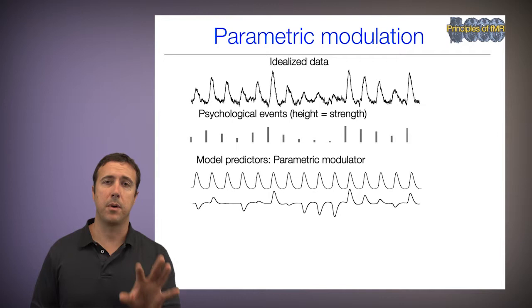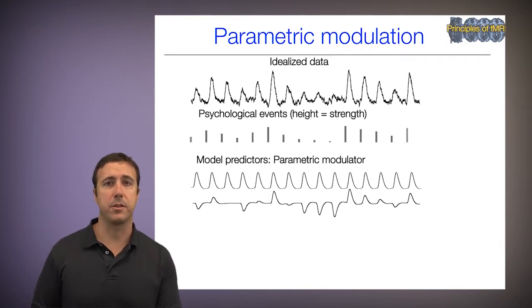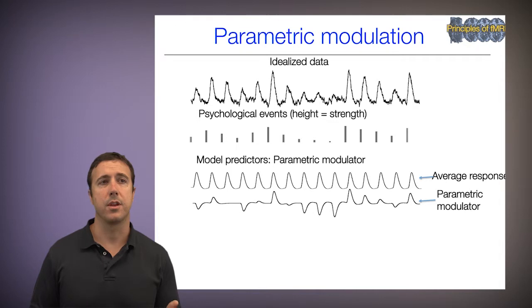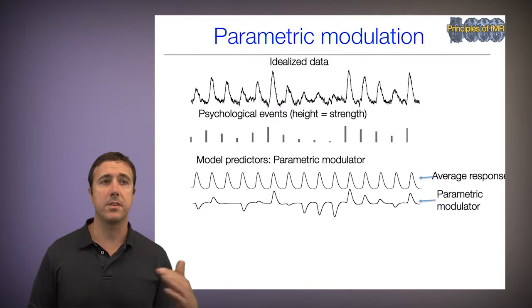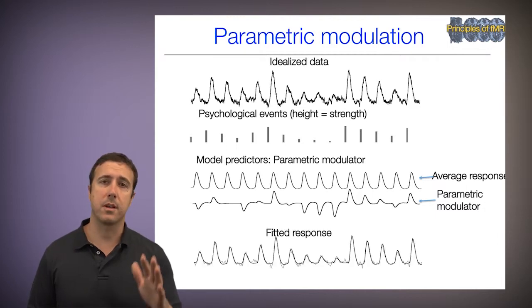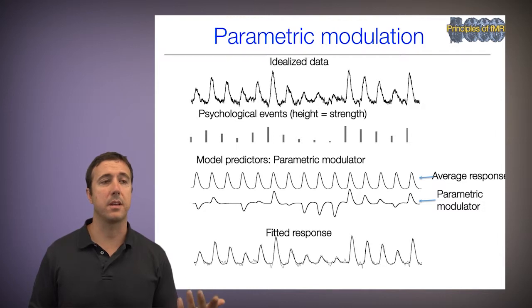Now when I construct my model predictors in the parametric modulator framework, I'm going to construct 2 predictors. The first predictor captures the average response, and it's constant across trials. And the second predictor captures the parametric modulation effect, which is the variation around the average response that's linearly related to the reaction time or the amplitude of the modulator. Those 2 functions combine together to fit the response as best it can. So as we see here, the fitted response looks really nice, and it tracks the overall activity closely, even though neither regressor looks exactly like that fitted response itself.